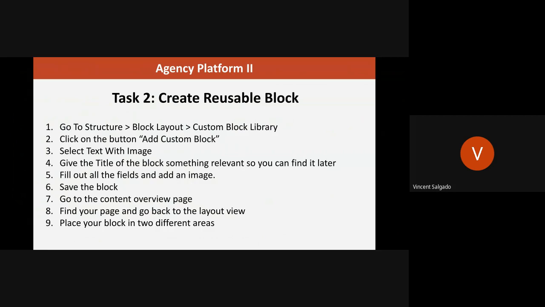So create a text with image, give the title something that is relevant so you can find it later, and then fill out all the fields, add in an image, save the block, and then go to the content overview page so you can find your page there. And then go to the layout view and then place your block into two different areas on the same page. I'll give you guys a few minutes to do that. Let me know if anybody has any questions.